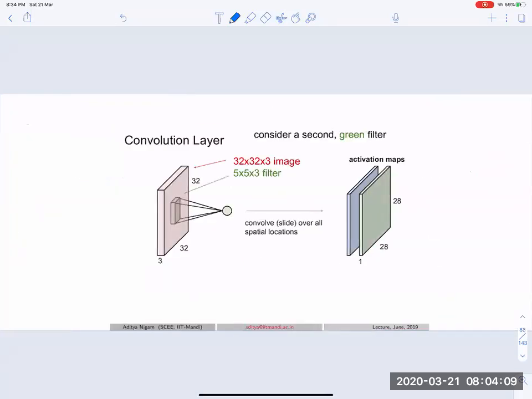So suppose I apply another filter, another 5 by 5 by 3 filter. This was my response for my first filter, filter number 1, and that's the response for filter number 2. So if I apply two such filters, I get two responses, and both of them are going to be 28 by 28.